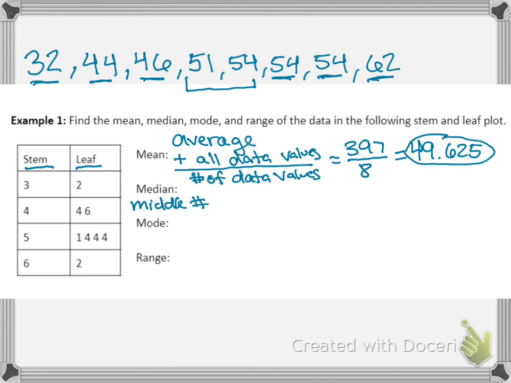to find our median, I actually want to find the average of those 2 data values, or the mean of those 2 data values. So I'm going to take 51 plus 54, all divided by 2, and it should give me 52.5.